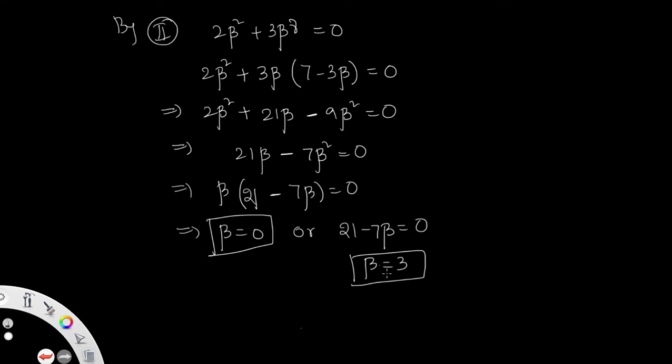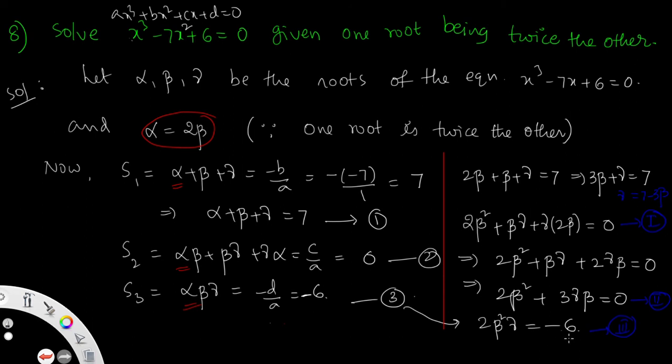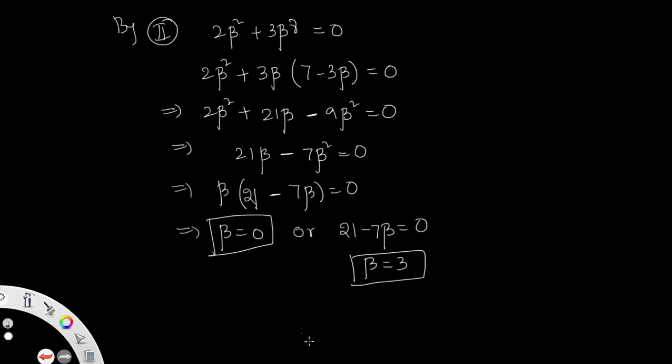Suppose beta equal to 0 and substitute in the third equation, so it is 0 equal to minus 6. It does not satisfy the given equation. So substitute in the first, second and third equations; all the roots must be satisfied. If beta equal to 0, then 0 is equal to minus 6, so it does not satisfy. Then go to beta equal to 3 only. You can substitute in the equation.